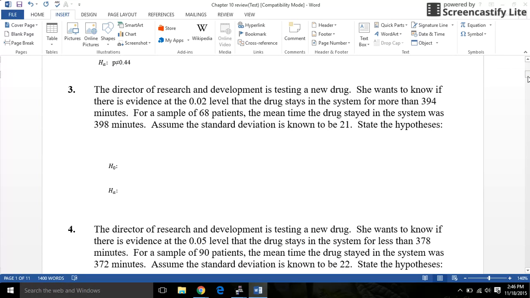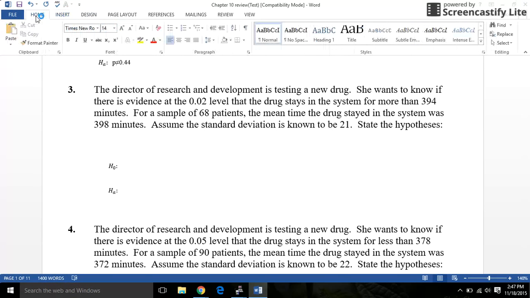Here we go. A director of research and development is testing a new drug. She wants to know if there's evidence at the 0.02 level that the drug stays in the system for more than 394 minutes. For a sample of 68 patients, the mean drug time that stayed in the system is 398 minutes. Assume the standard deviation is 21. State the hypotheses. That problem gave you a lot of information, but the one thing you really want to be looking at is, I'll show you here.